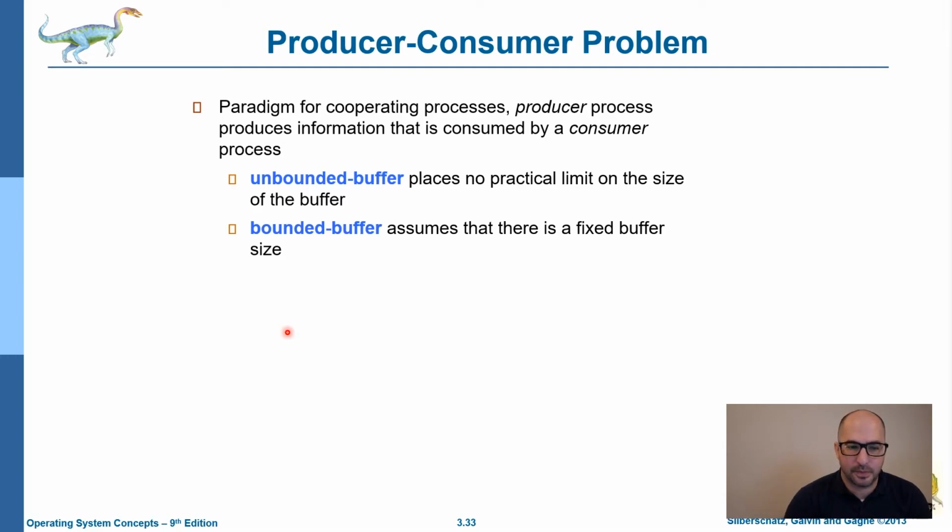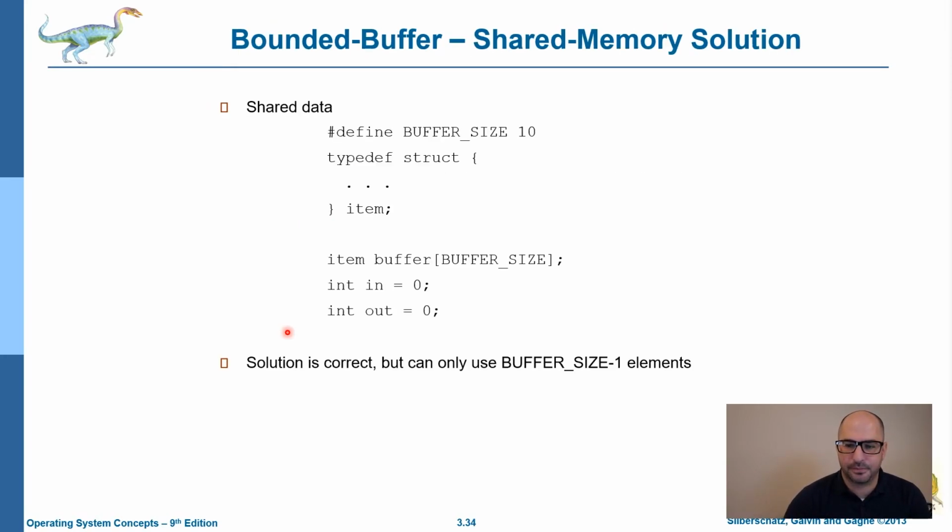If Spacely can only produce a certain amount of sprockets before at least one must be consumed, that's the bounded buffer problem. So this is where we start, our shared information. In this shared data section, we haven't described how we share it, just that we're sharing it. The pieces that we're sharing are this buffer, which has 10 elements in it of type item, and a counter for the number that are in and the number that are out.